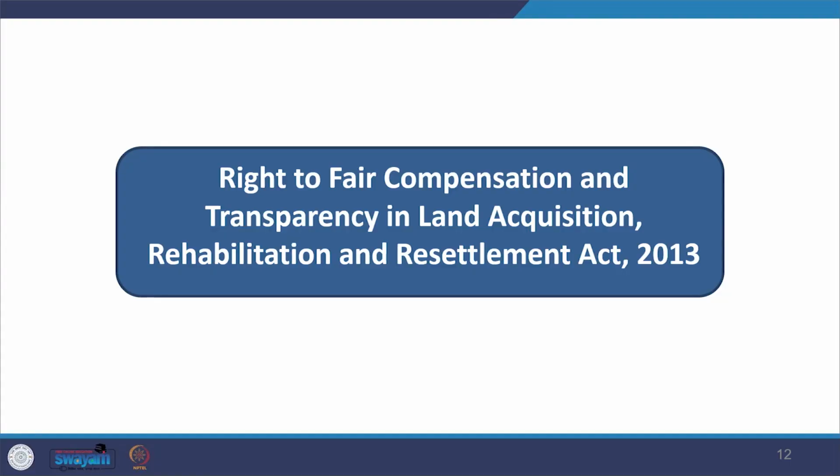So let us walk through the key provision of right to fair compensation and transparency in Land Acquisition, Rehabilitation and Resettlement Act of 2013. You may also see the lecture on Land Acquisition Act in my lecture in Introduction to Urban Planning. Link is also provided to you, and here I would cover it in a very brief manner.